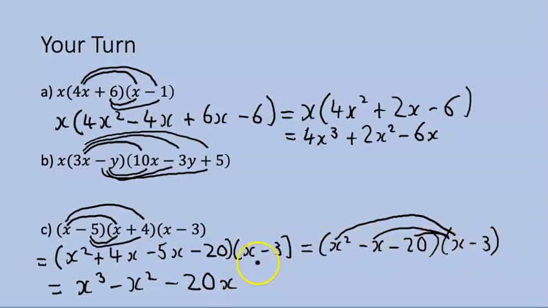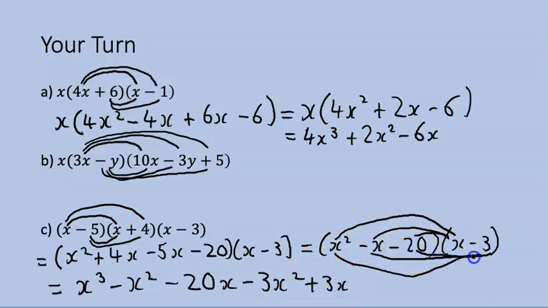Now I'll multiply everything by minus 3. x squared times minus 3 is minus 3x squared. Minus x times minus 3 gives me plus 3x. And then minus 20 times minus 3 gives me plus 60.